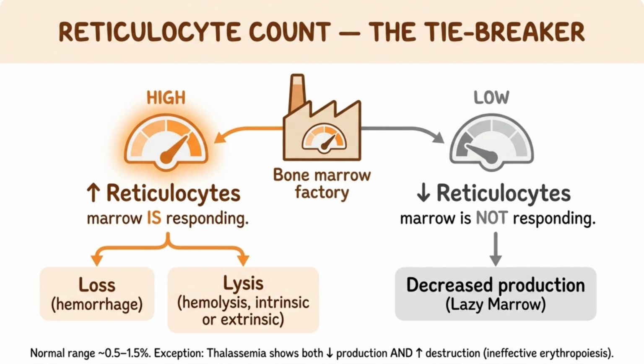But here is an important exception. What happens in thalassemia? In thalassemia, there is decreased production and increased destruction. What? Okay, so there is basically decreased RBC production, but at the same time, abnormal RBC precursors are also destroyed inside the bone marrow. This is called ineffective erythropoiesis, and we will study this properly when we reach thalassemia.